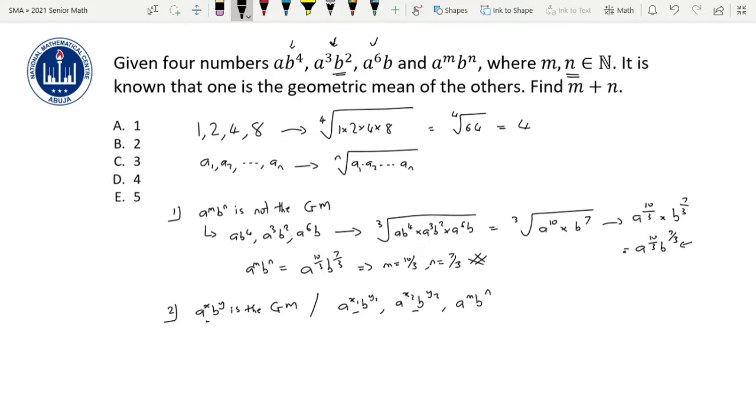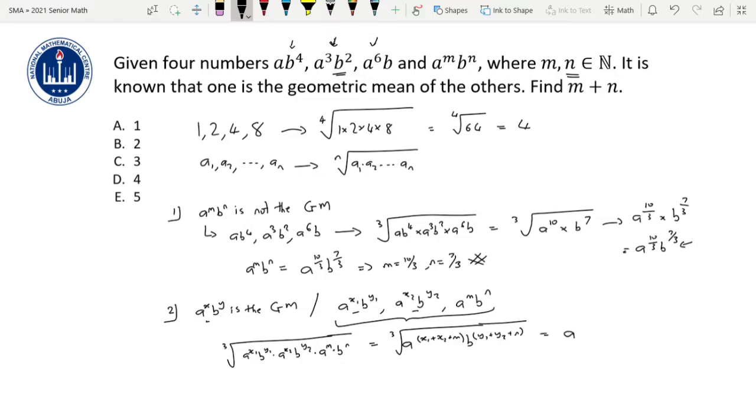Then when we're calculating the geometric mean of these three numbers that we have here, which are the three numbers apart from the one that is the GM, it is going to be the third root of a raised to power x1, b raised to power y1, times a raised to power x2, b raised to power y2, times a raised to power m times b raised to power n. And if you simplify it, that's going to be the third root of a raised to power x1 plus x2 plus m, b raised to power y1 plus y2 plus n.